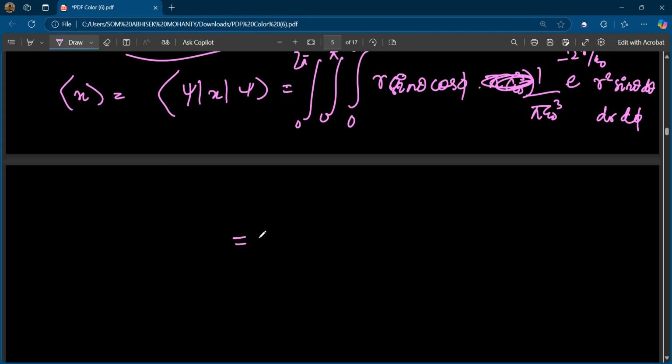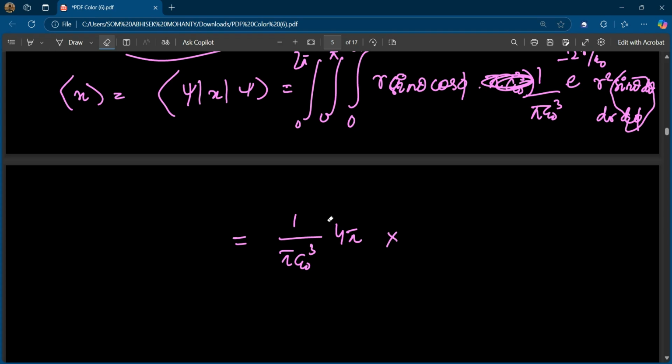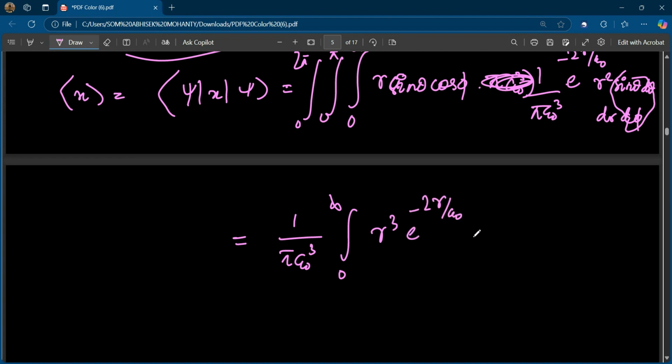So 1 by pi a naught cubed goes out. Normally sine theta d theta d phi would give me 4 pi, but no, there is an extra term now: the extra sine theta and cos phi terms, so let's do them separately. 0 to infinity, this is r cubed e to the power minus 2r by a naught dr, 0 to pi sine square theta d theta, 0 to 2 pi cos phi d phi.